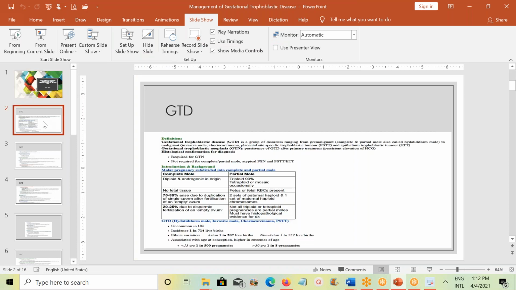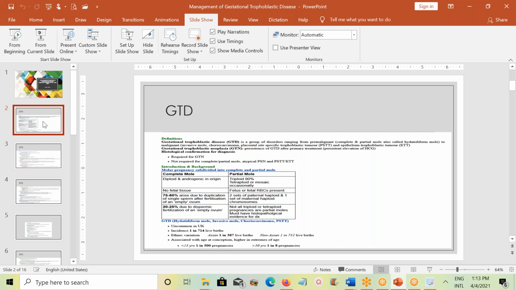So first of all, you should remember that gestational trophoblastic disease is a group of disorders, and it includes both pre-malignant and malignant conditions. That is important for you to remember. So gestational trophoblastic disease is a group of disorders ranging from the benign, pre-malignant to the malignant conditions. And then it can occur anywhere.